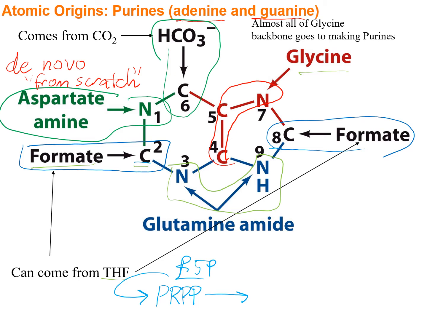A fundamental difference between this and pyrimidines, cytosine, uracil, and thymine, is that the ribose 5-phosphate, that sugar and phosphate moiety, is added in the very last step in pyrimidine de novo biosynthesis.